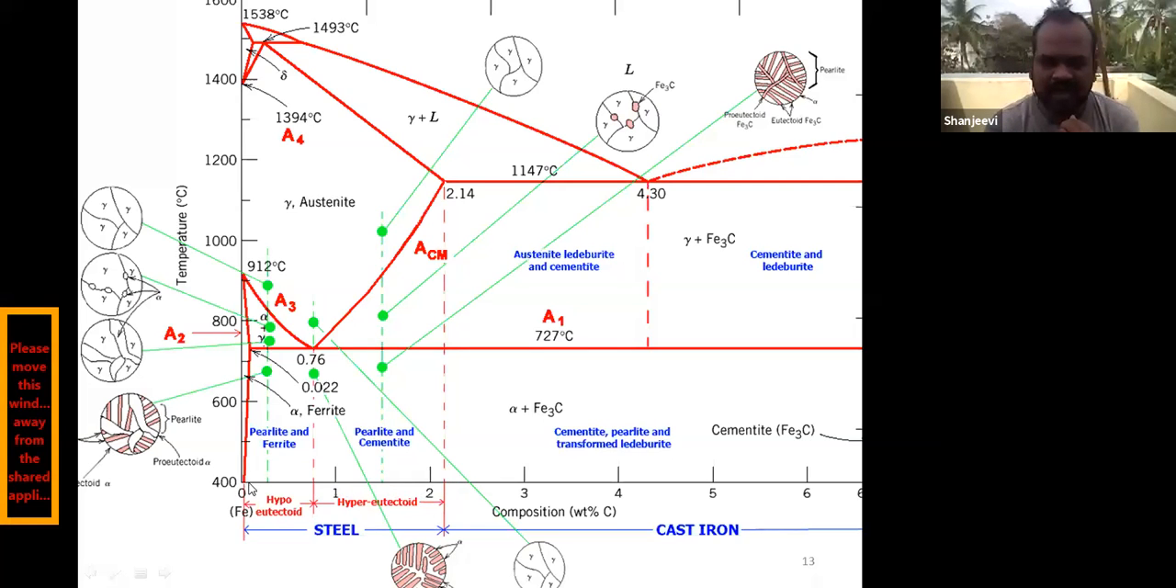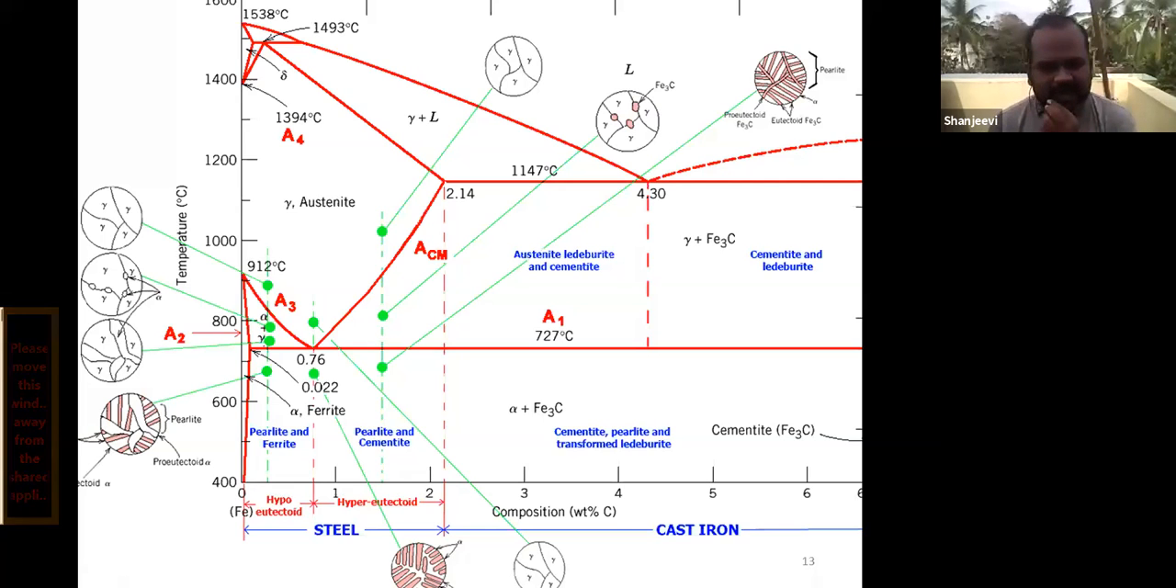Now, when I compare this with this, we can see the material. This is soft material, this is hard material. This is the way of representing the study of the iron carbon diagram.